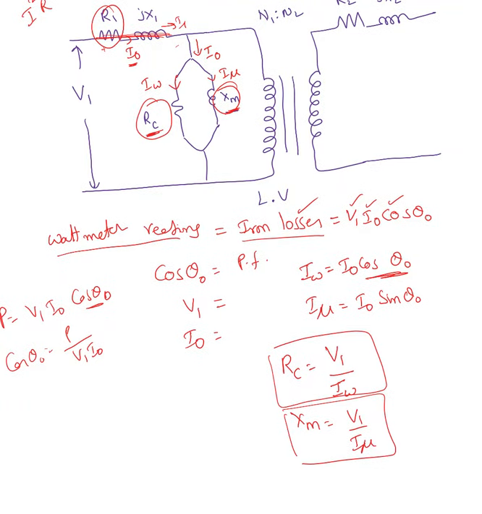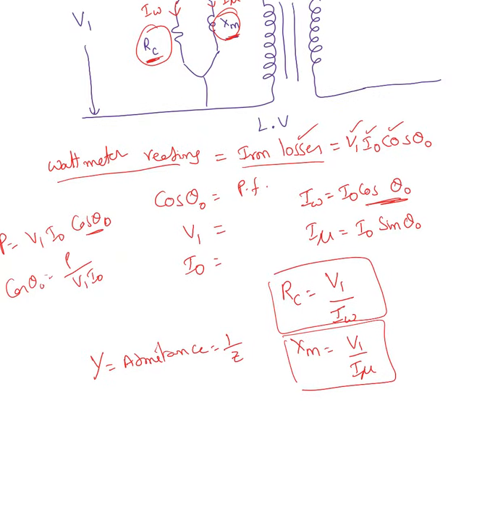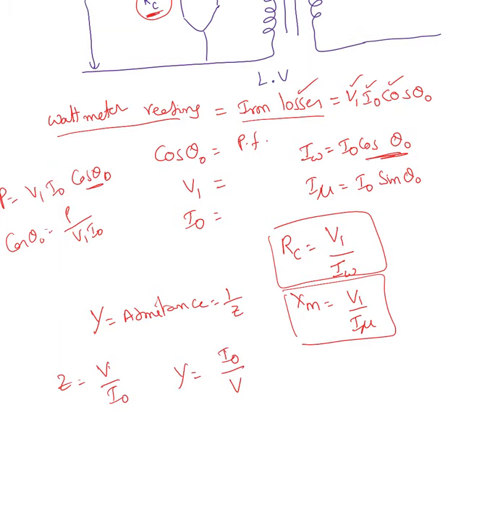Okay, another way of finding RC and XM, I can use Y. Since it's a parallel combination, Y is called admittance. Admittance is nothing but 1 over impedance. So impedance I can say is V over I naught, right? The same way, I can write Y equal to I naught over V. So Y is the opposite of impedance, and it is measured in Siemens.